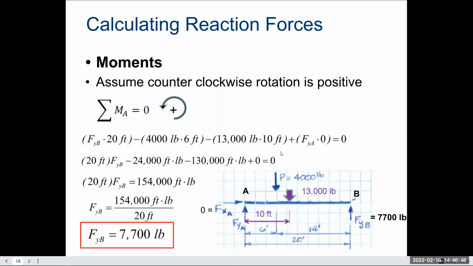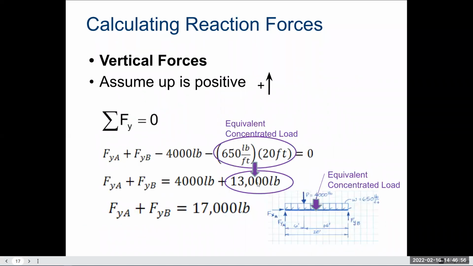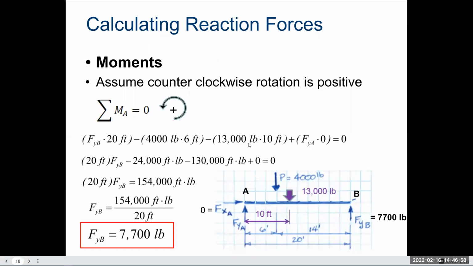Now, the reason how we get that is this 13,000 pounds was the total weight of the beam. We got that from our previous calculation right here, 13,000 pounds. And that's going to be 10 feet away because we assume that since it's uniformly distributed, it's going to be applied at the middle of the beam, or the center of mass, which is 10 feet away from point A. So that's why it's 13,000 times 10.